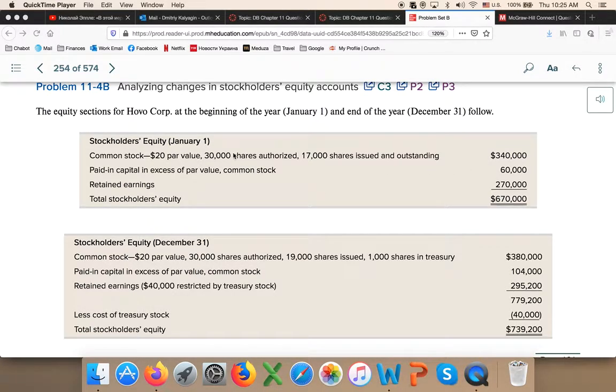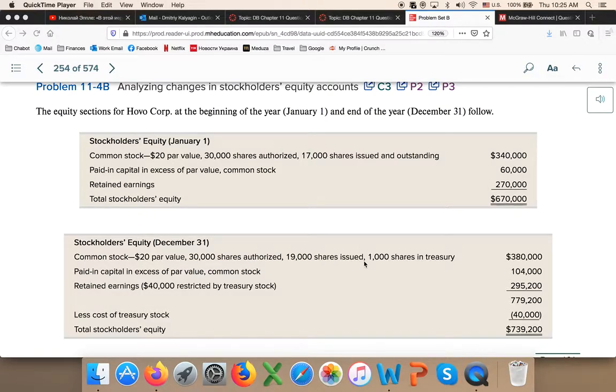You can see common stock. We had 17 shares issued and outstanding, so we did not have treasury stock. We did not buy back any shares. And during the year, you can see we issued more shares, right? 17 to 19. And 1,000 shares in treasury means we have these shares in treasury. We bought them back. So we took them out of circulation. So therefore, outstanding shares would be 18. We've issued 19, bought back 1. The difference is how many shares are out there, outstanding.